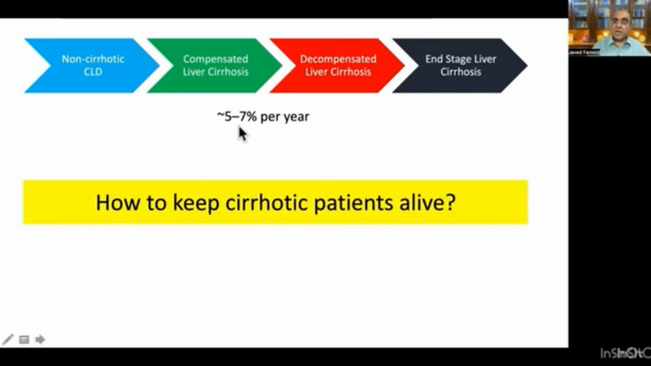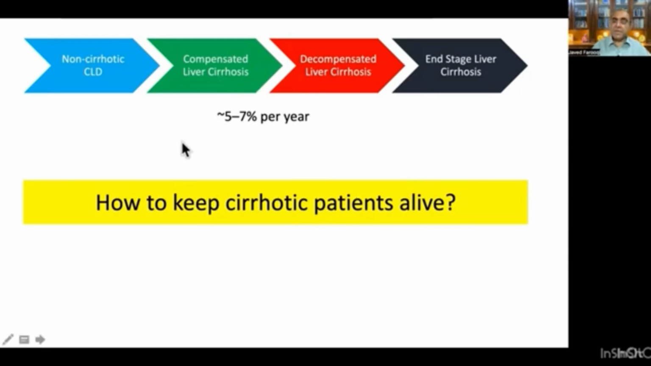So, how to keep cirrhotic patients alive? What should be the strategies? If you sum up the whole, every year, 5 to 7% of compensated liver cirrhotic patients change into decompensated ones. So how to keep these patients alive? What should be the strategies?